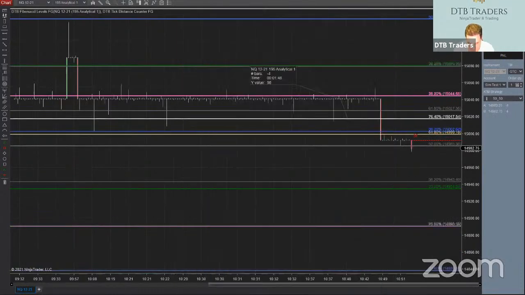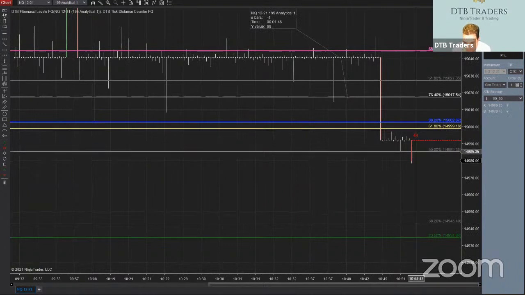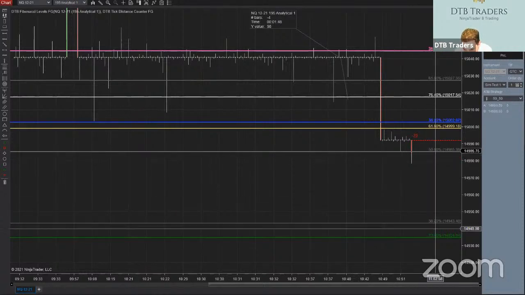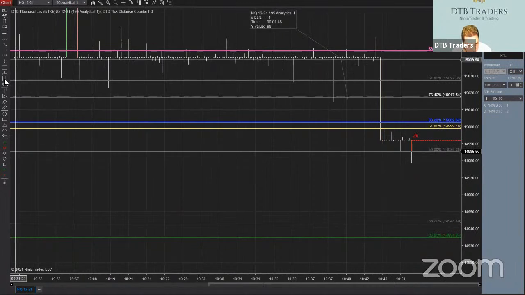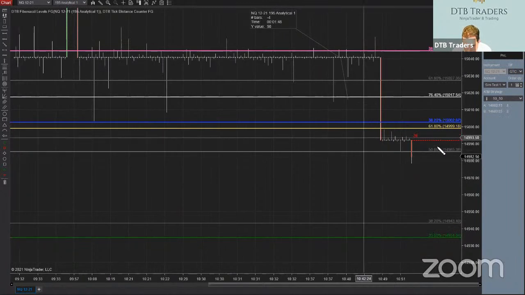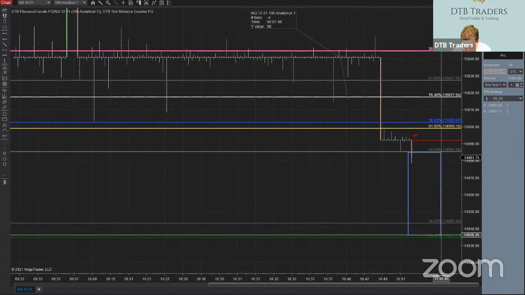You can actually do that too, and see what price is doing. So there's nothing really stopping this price from coming all the way down to the 23.6. There's a lot of space over here. Look at this huge space to the next significant level.